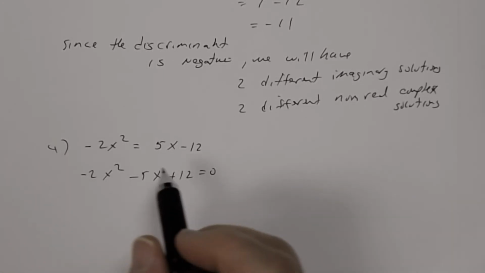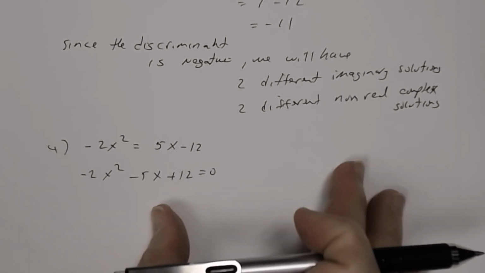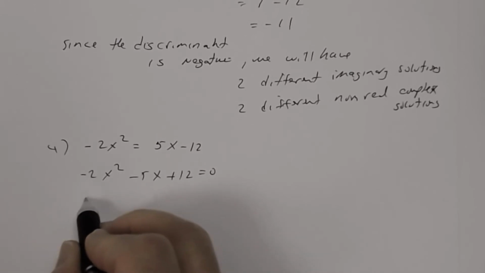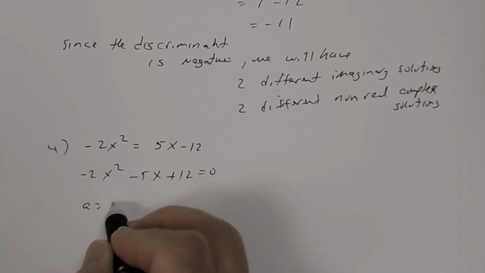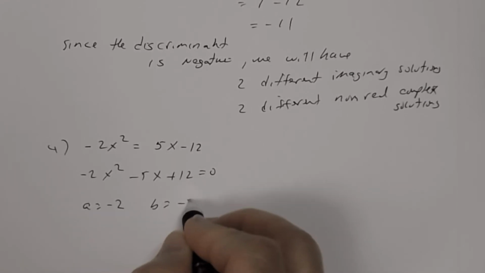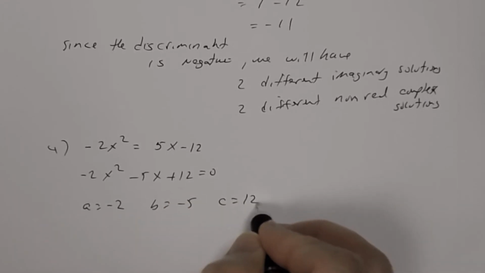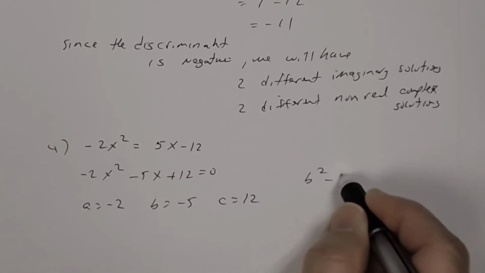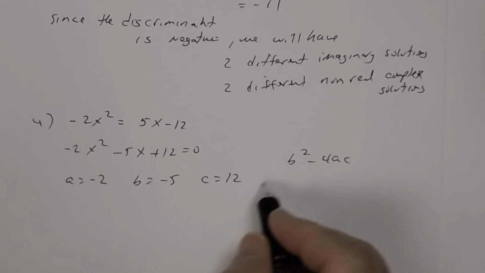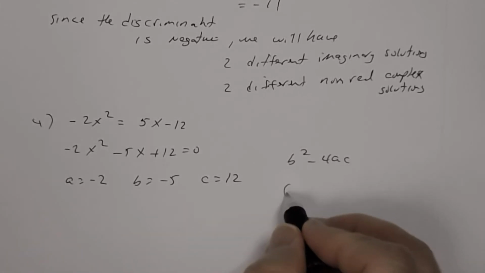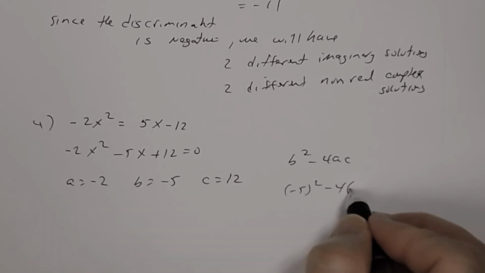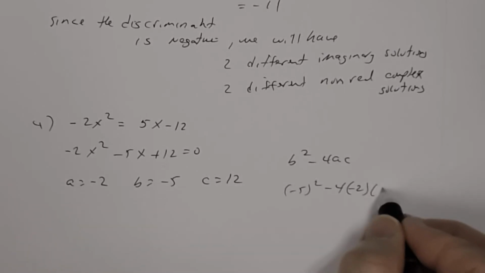You could have brought the negative 2x to the other side. It does not matter at all. I want you to understand that. A is the coefficient of x squared, which is negative 2. B is the coefficient of x, which is negative 5, and c is your constant, which is 12. So I get b squared minus 4ac, that's the discriminant. If I substitute these values, I get negative 5 squared, b squared, minus 4 times a, which is negative 2, times c, which is 12.